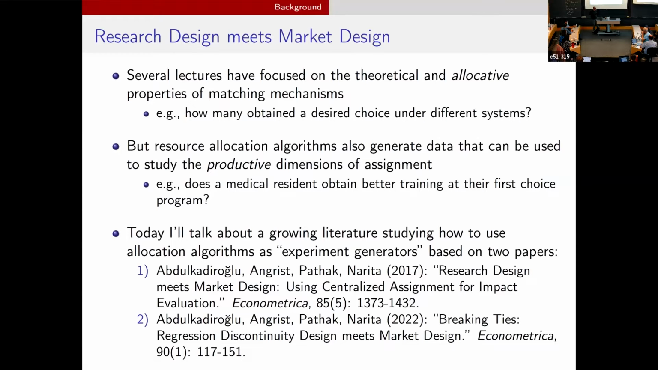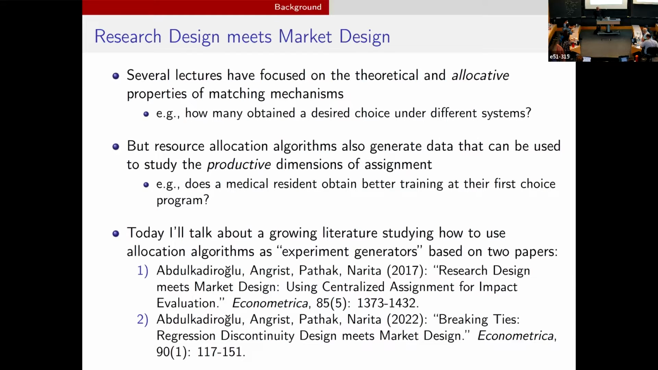The broad theme of these papers is to think about resource allocation algorithms as experiment generators. We think very carefully about allocating resources and rationing when there's not enough supply to meet the demand. And what's great about that is that there is some data exhaust that it creates. There are these naturally occurring experiments that are a consequence of the fact that items are rationed.